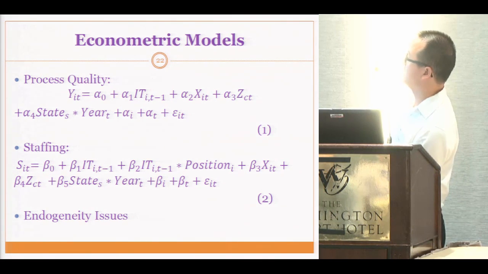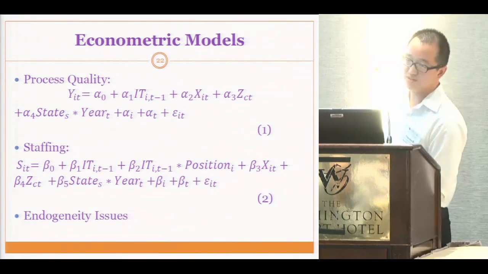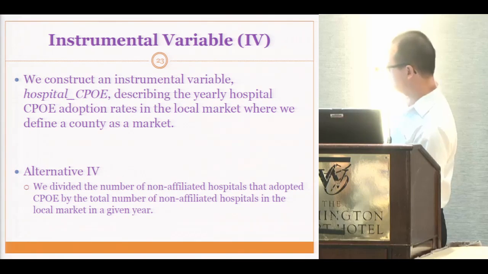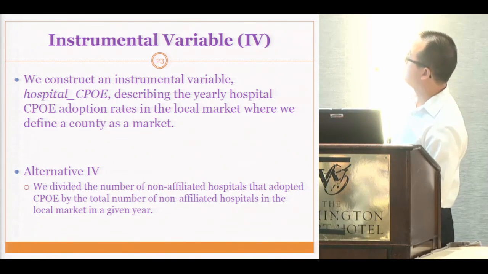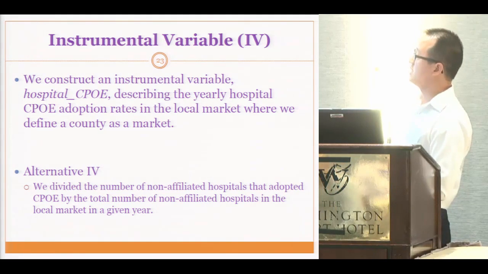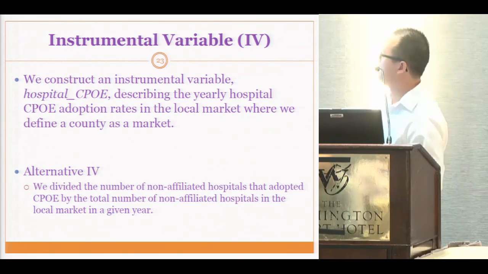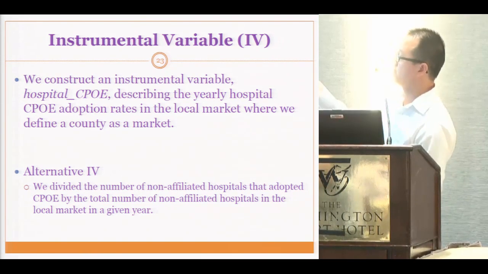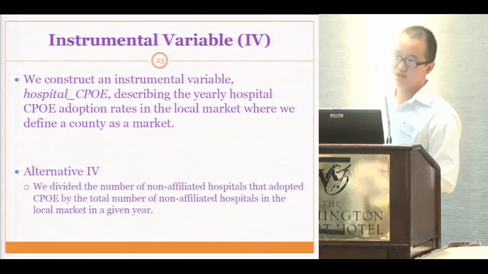So our econometric model is just a common model where we have this IT adoption effect here. We want to test this alpha 1, and this could be process quality or staffing ratio. Econometrically, it's nothing fancy, but of course the challenge here is the endogeneity of adoption. And our solution to this is to construct an instrument variable which describes the yearly hospital CPOE adoption rate in the local market. Here, a local market is defined at the county level. So the idea is that upstream, a lot of patients in nursing homes are sent through the hospitals.